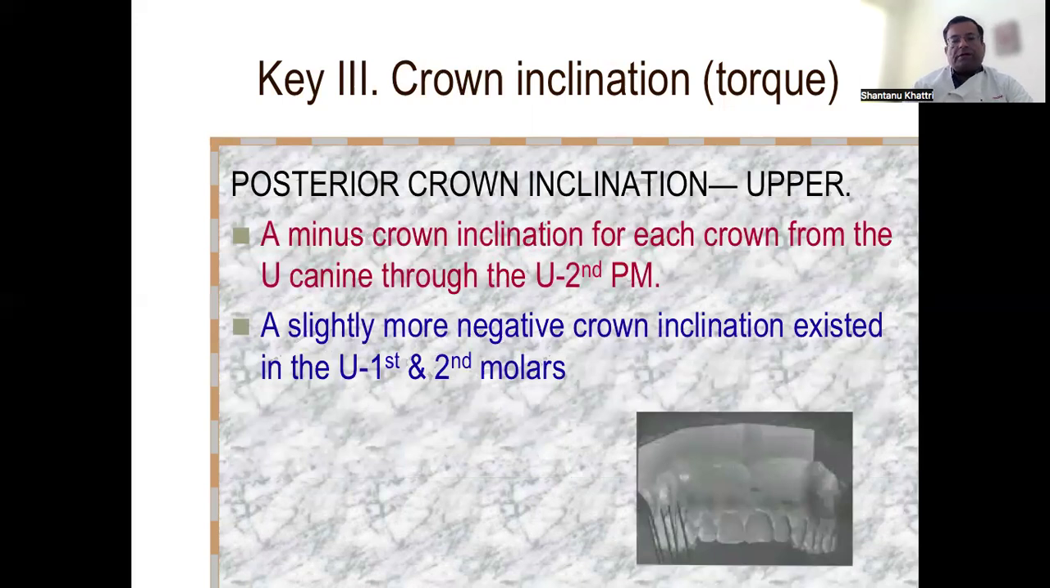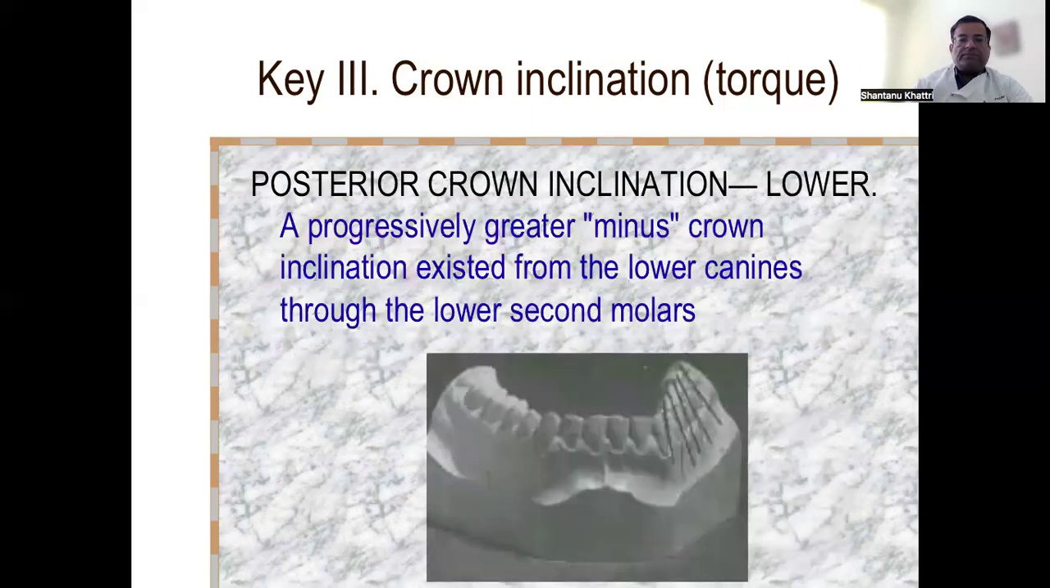In posterior teeth, the posterior crown inclination in the upper arch: a minus crown inclination for each crown from the upper canine through the upper second premolar. A slightly or more negative crown inclination exists in the upper first and second molars.